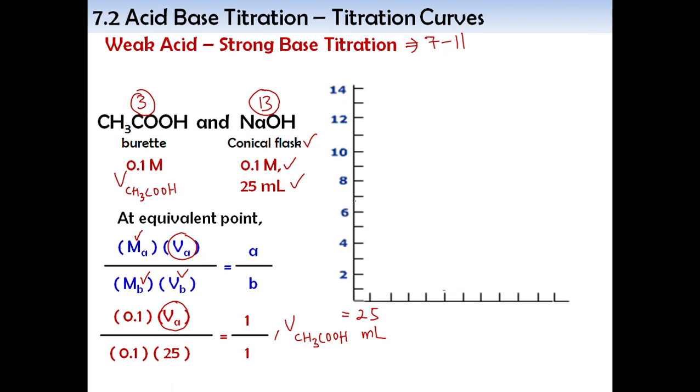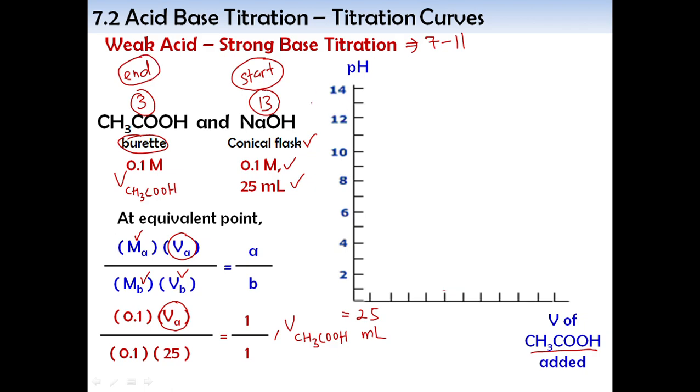Label. Y-axis is pH, x-axis volume of CH3COOH. Kenapa? Because this is in burette. So remember, we're going to start with pH in conical flask and we're going to end with pH in burette. So start with 13. 13 is here. So 25 ml letak dekat tengah. Where is it? Okay, around here.